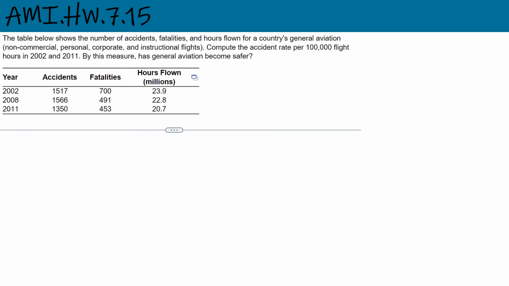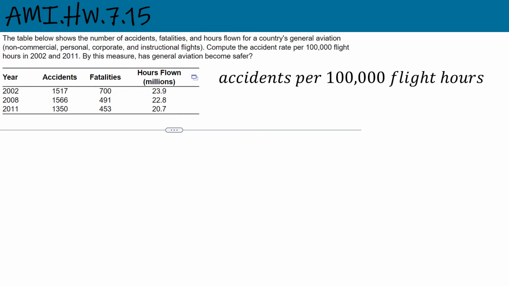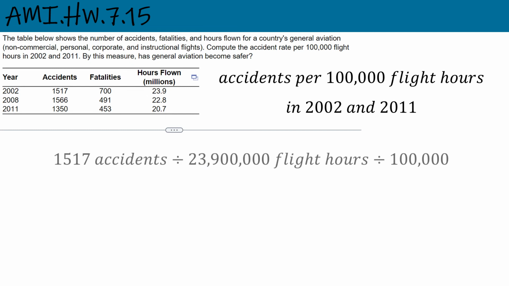This question is asking us about the accidents per 100,000 flight hours. Now, there's a lot of information put in this table, but we don't need all of it. We are only talking about the years 2002 and 2011, so they also have information about the year 2008, but we don't need it. So we want to make sure we're using the information we need. We aren't asked about fatalities, we're asked about accidents.